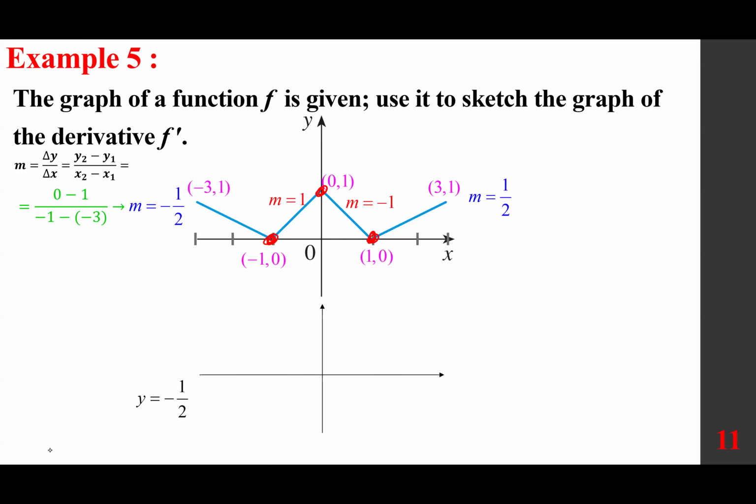At each of those points, we get a hole for the derivative. This portion corresponds to this portion, and that becomes this line segment. This portion, and we have a hole there, okay? This portion corresponds to y equals 1. This one, y equals -1. This one, y equals 1/2.